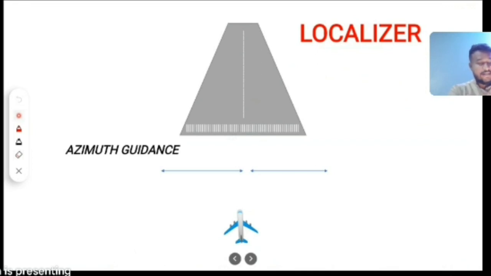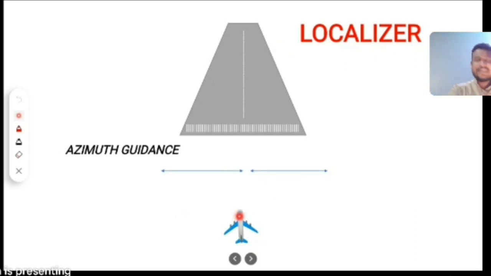Horizontal. Taking reference from the runway center line, it will guide you how much left you are flying from the runway center line or how much right you are flying from the runway center line. That is called azimuth guidance, horizontal guidance. That is the function of localizer. Localizer does the function azimuth guidance.